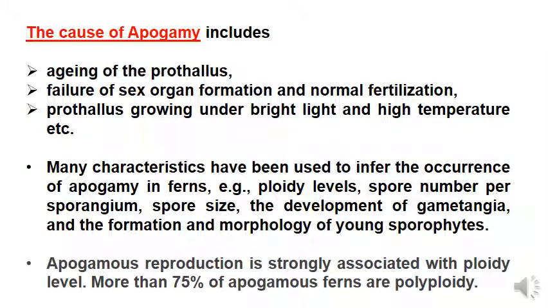If we saw that the plants are produced without the fusion of the gametes or syngamy, then what is the cause of apogamy? Let us discuss. The causes of apogamy include aging of the prothallus, failure of sex organ formation and normal fertilization, and sometimes the prothallus grows under bright light or high temperature. These are the major causes.